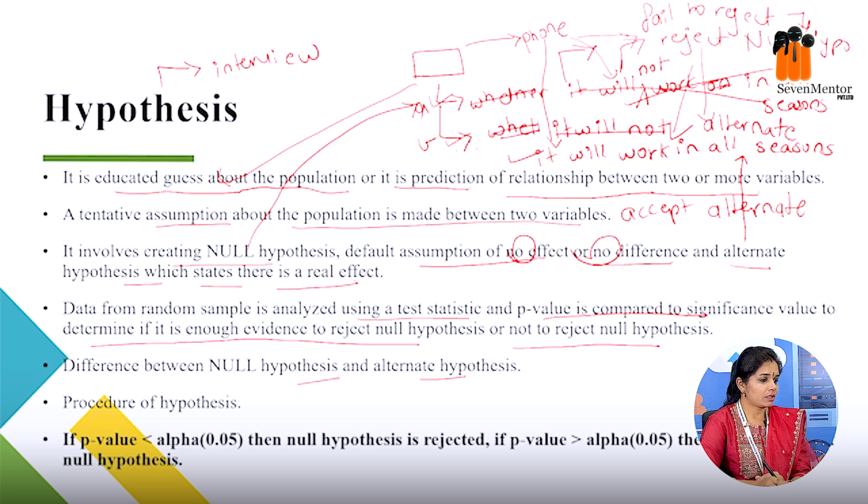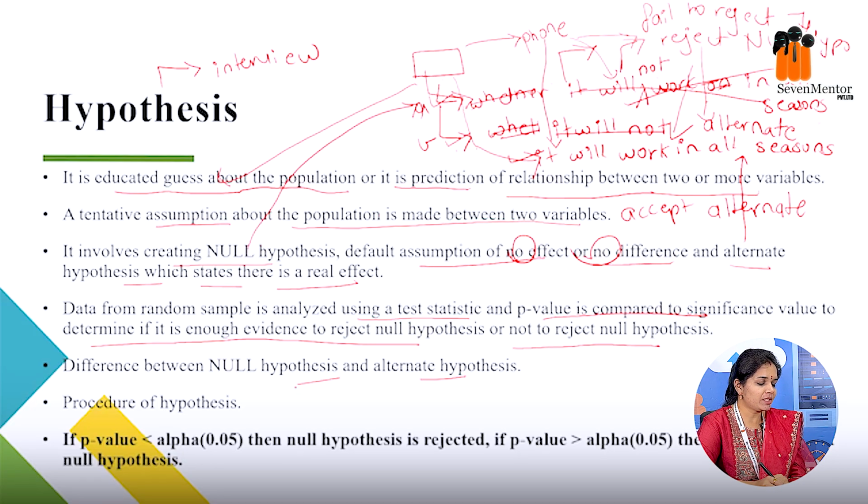Then the investigator tells exactly the opposite of what he wants. Like, I am the investigator for this product and I have said it will not work in all seasons. I am telling exactly the opposite of what I want. The alternate hypothesis says it will work in all seasons. The investigator states the statement which he actually wants to be executed.